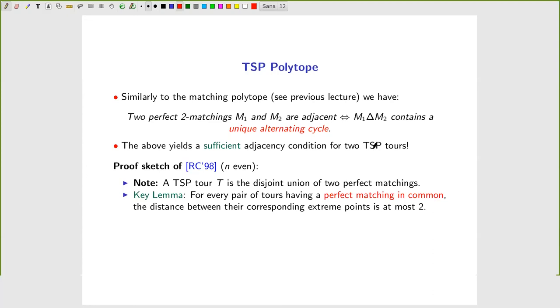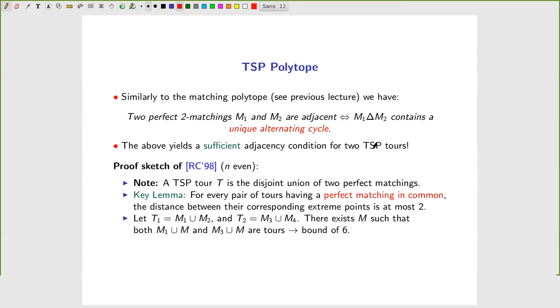But basically what they then show is that if you have two tours, let's say T1, which is the union of M1 and M2, and T2, which is the union of M3 and M4, they can find another perfect matching M such that M1 with M is a tour, and M3 with M is also a tour. So they show that they can combine perfect matchings in such a way that they have this kind of tour. And this gives already a bound of six, because if you take these two tours, they are going to have M1 in common, and so the distance is at most two.